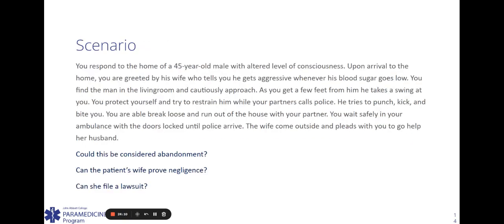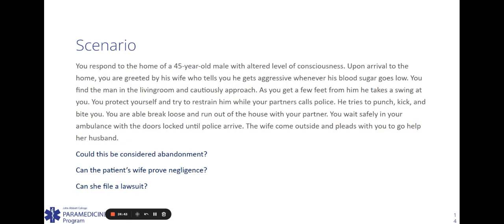Let's look at another scenario. So you respond to the home of a 45-year-old male with altered level of consciousness. Upon arrival to the home, you're greeted by his wife, who tells you he gets aggressive whenever his blood sugar goes low. You find the man in the living room and cautiously approach. As you get a few feet from him, he takes a swing at you. You protect yourself and try to restrain him while your partner calls the police. He tries to punch, kick, and bite you. You are able to break loose and run out of the house with your partner. You wait safely in your ambulance with the doors locked until police arrive. The wife comes outside and pleads with you to go in and help her husband.